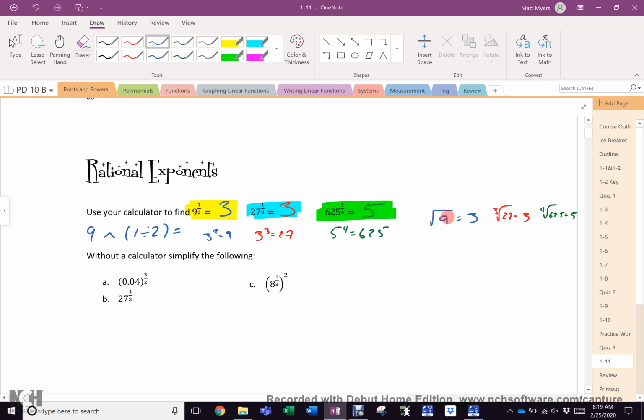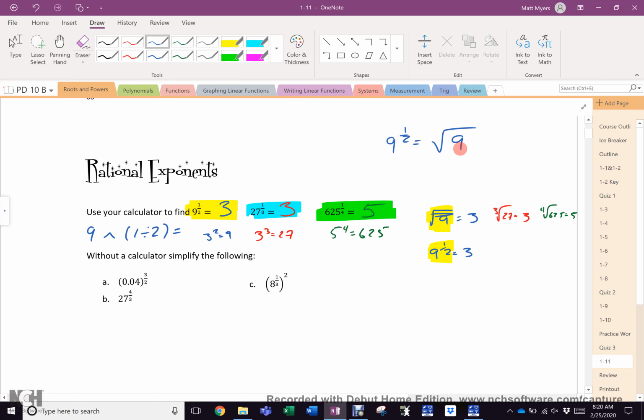If the square root of 9 equals 3, and 9 to the 1/2 equals 3, then what do you know about the square root of 9 and 9 to the 1/2? They're the same thing. So, you now know that 9 to the 1/2 equals the square root, equals the root of 9.